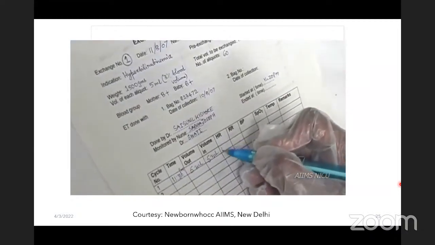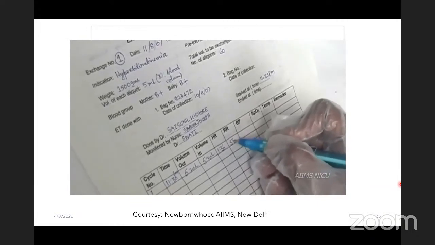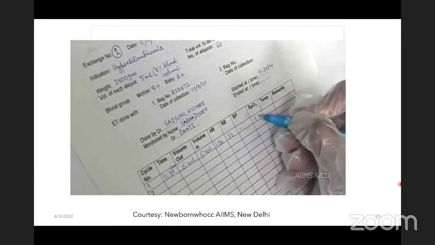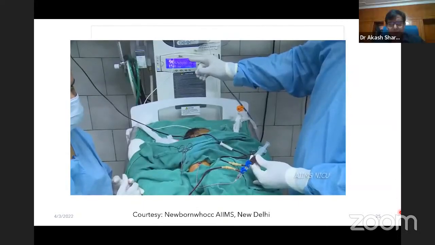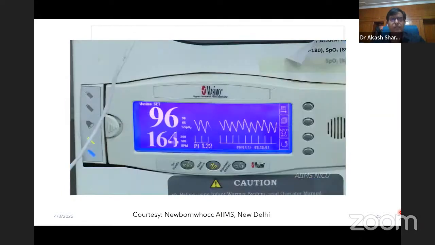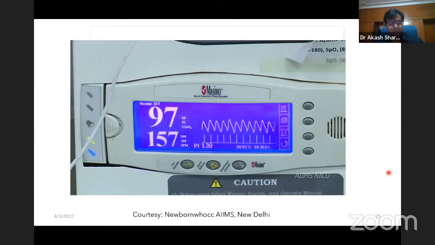Once a cycle is completed, it should be ticked and marked in the exchange transfusion chart. In a similar way, the repeat cycles are done until the estimated cycles get completed. During exchange, one should always keep a watch on the vitals of the baby. If there is an undue fluctuation in the vitals or the baby has apnea, the cycle should be withheld immediately till the baby is stable.